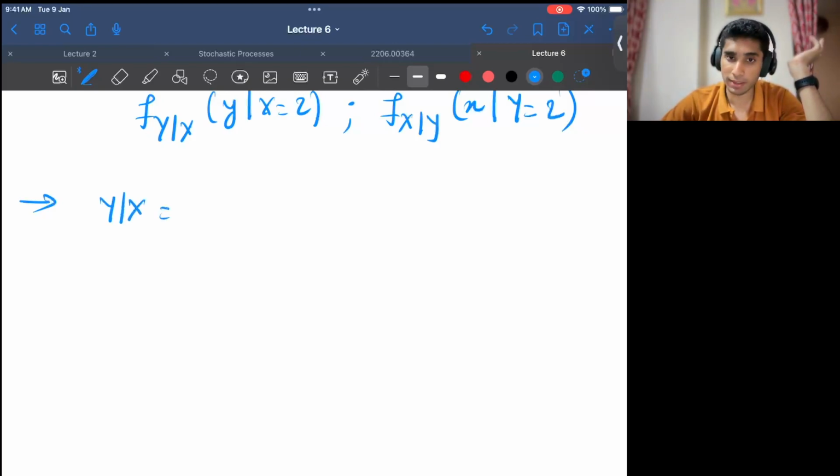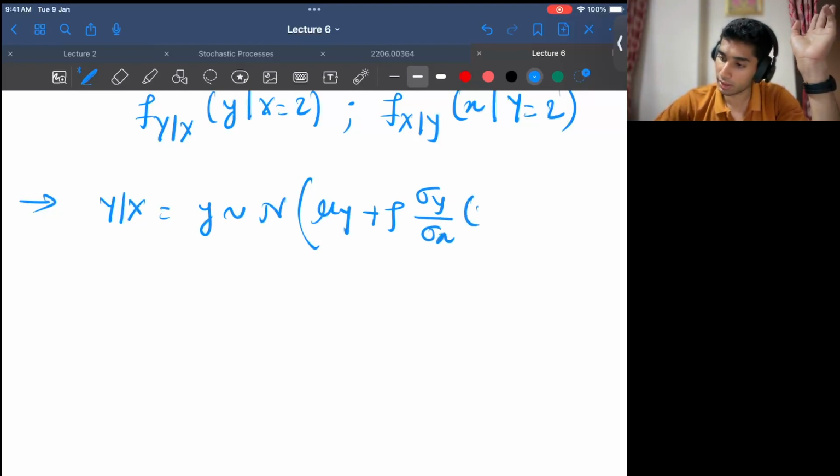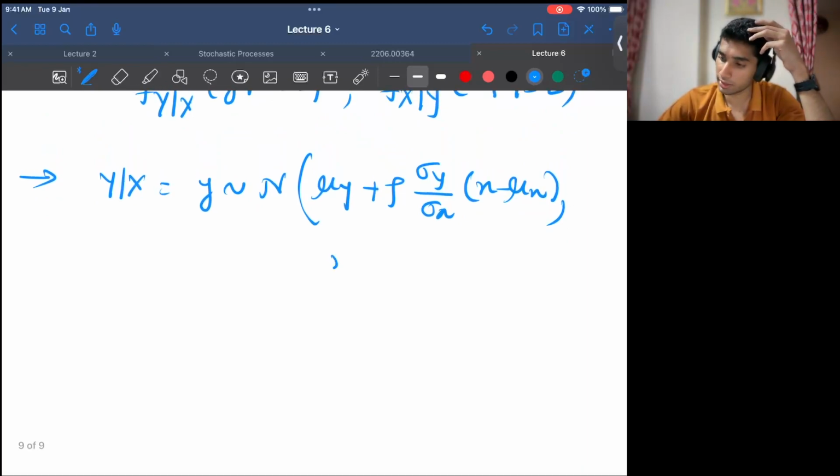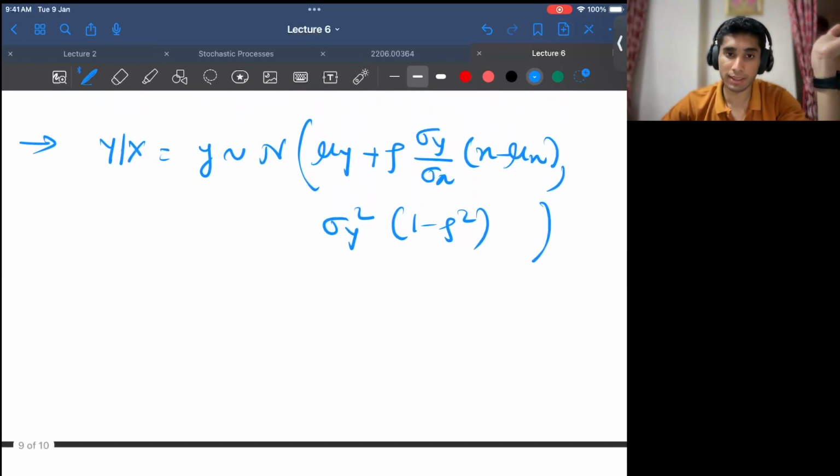Let's say y given x is denoted by small y. This will be distributed again according to another normal distribution, which will have the mean mu y plus rho times sigma y by sigma x times x minus mu x. This will be the mean. And what will be the variance? The variance will be sigma y square times 1 minus rho square. This is the identity that you need to remember.